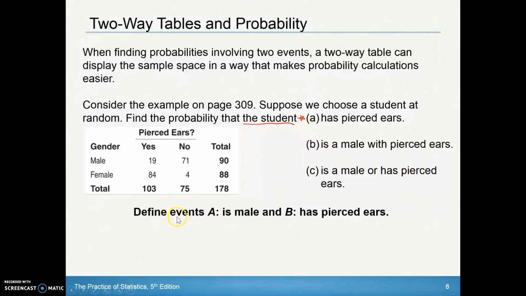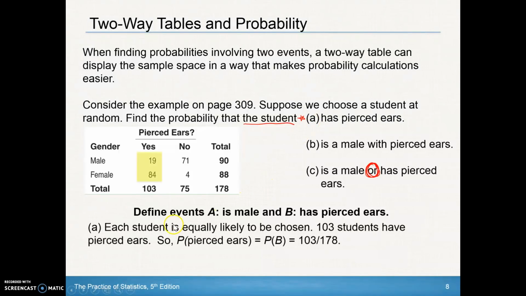Okay? So we're going to define event A as male, and define B as has pierced ears. So we look at the different examples we have here: pierced ears, male with pierced ears, is a male or has pierced ears. So we're going to look at all these definitions, all these different ways to calculate probability. And again, here's the key word that we're going to be looking at too. Here is the word or. So let's go on after this first one here.